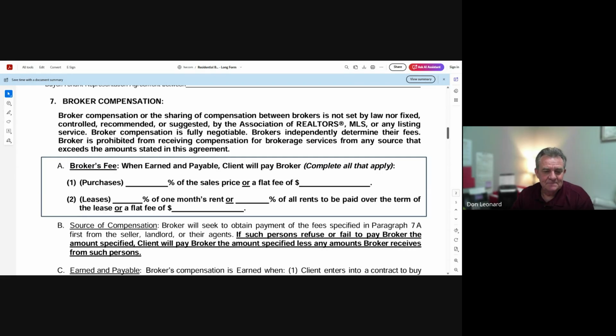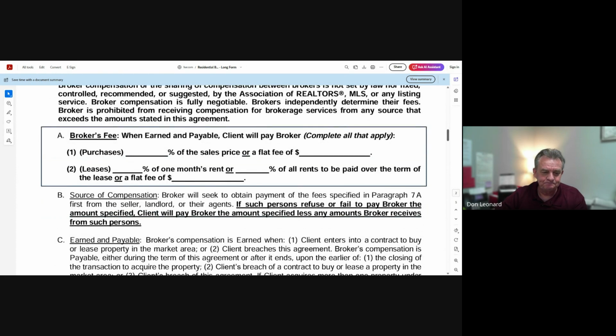Okay. So B talks about, of course, where is that money coming from? And so maybe this will make the buyer feel a little more comfortable. Broker will seek to obtain payment of the fees specified in paragraph 7A. And this is language that's always been in the buyer rep. And so it's just always been glossed over so much.